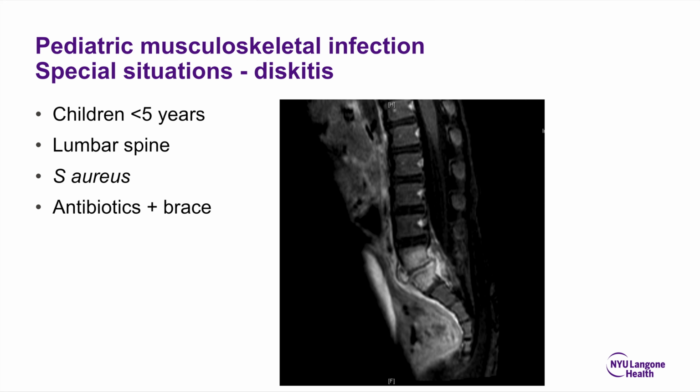Discitis, and I've shown here a sagittal MRI of a child with discitis, may occur in kids less than 5 years. Most commonly, it affects the lumbar spine. Staph aureus is usually the causative organism, and treatment is antibiotic therapy, and then oftentimes we'll add a brace as well.